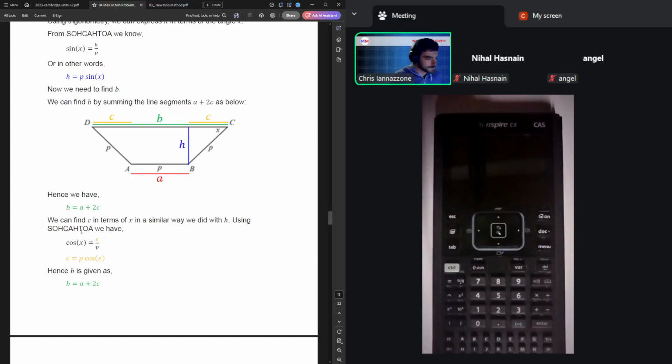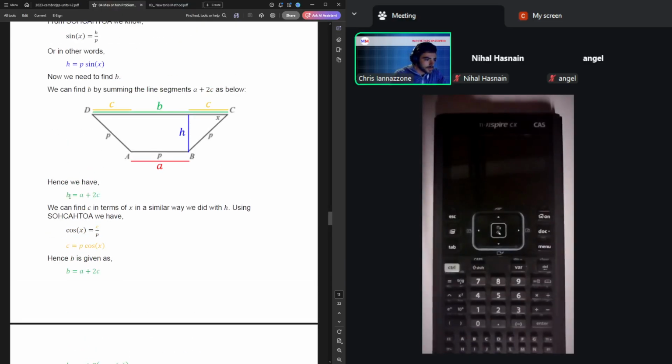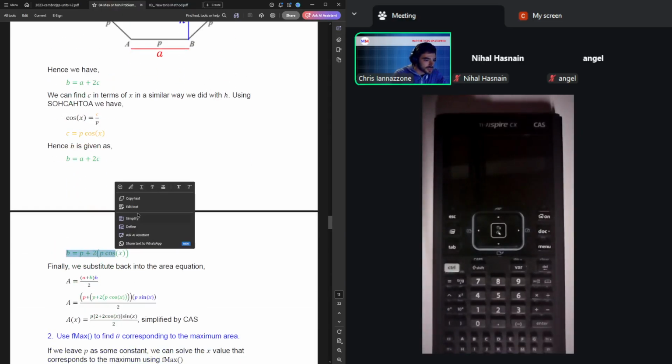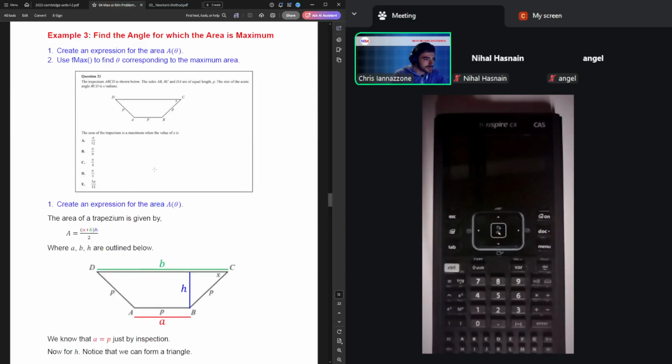It's a lot simpler to use the terms that have less in them. So we have b is going to be a plus 2c. Now that we know what c is, we can just sub that all back in. It comes out to be a relatively nasty thing. Good news is, if we have a look back at the question, multi-choice means it was tech active.